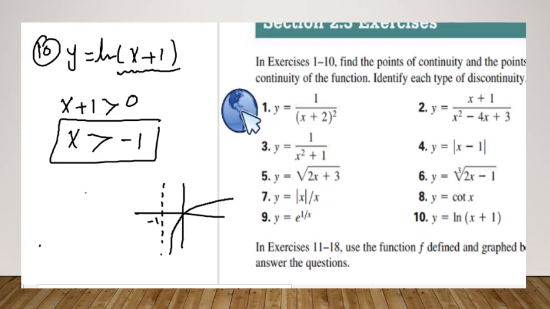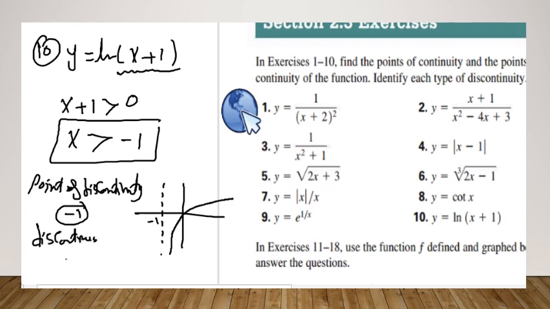So as a point of discontinuity, it's at x is equal to negative 1. Negative 1, this is a point. But as an interval of discontinuity, it is from negative infinity to negative 1. But as a continuous function, it's from negative 1 open to infinity.